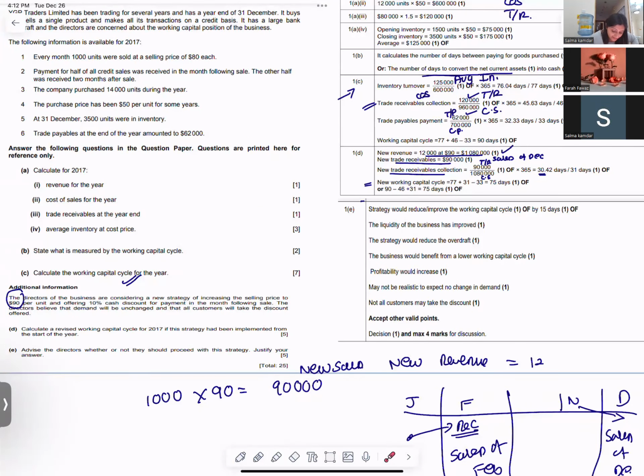So my initial working capital cycle period is 90 days. That means it takes 90 days to convert my net assets into cash. And my new working capital cycle period is 75 days. That means it is going to take 75 days to convert my net assets into cash. Should I proceed with this strategy? Yeah, it would improve the working capital cycle. By how many days? 15 days. Okay, what else will you write?